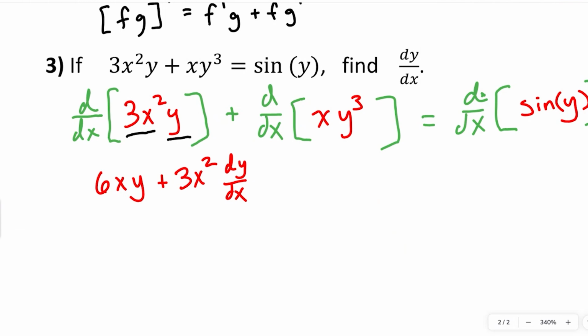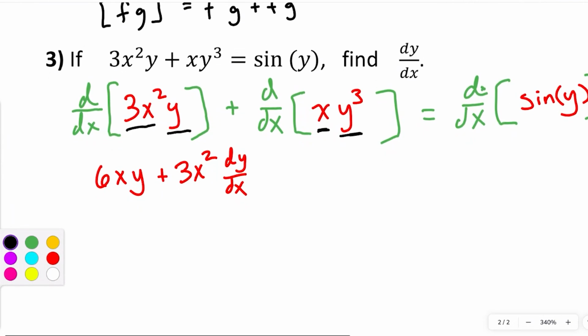Now we're going to differentiate x times y cubed. We're going to have to use product rule again, where in this case our f is x and our g is y cubed. Another product rule here. Plus the derivative of x with respect to x, that's 1, times the derivative of y cubed.